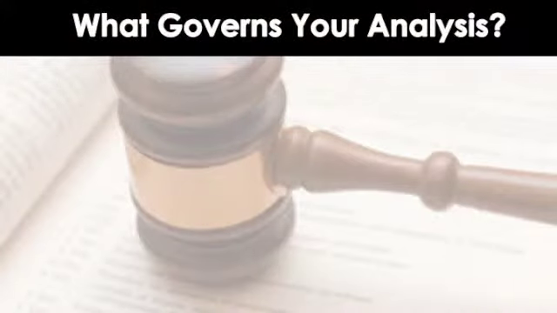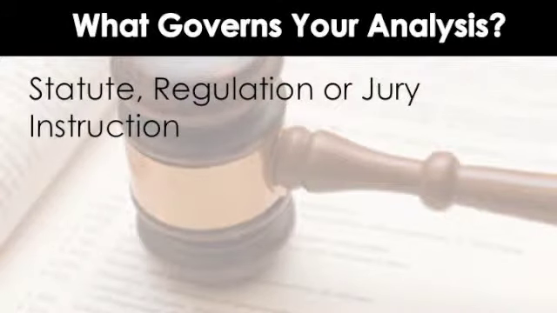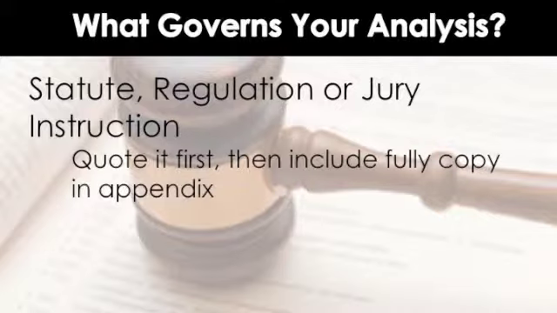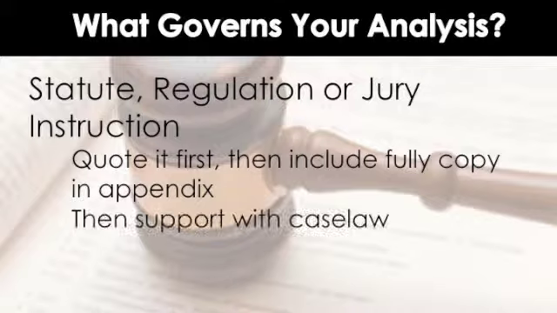What governs your analysis? If your appeal turns on a statute, regulation, or jury instruction, set forth the relevant portion of the text in a separate paragraph. When building the argument, quote only the words needed for your thought. Do not merely refer the judges back to the document on another page or in the addendum. Provide key words in quotes. Then, after you've quoted it, do attach a full copy in the appendix. Case law will then provide construction of the language of the statute.